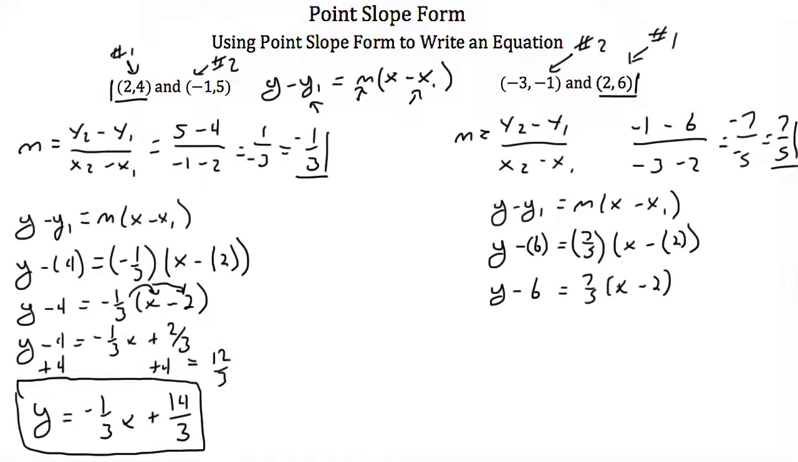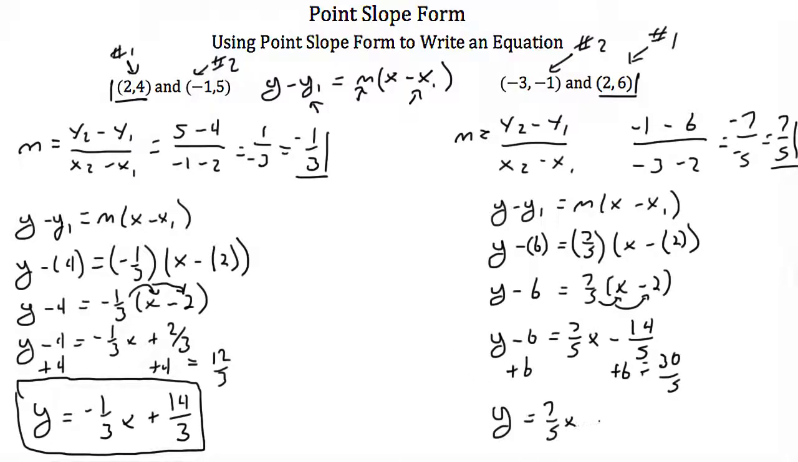Again, I'm going to distribute the 7/5. So we're going to get y minus 6 is equal to 7/5 x minus 14/5. Now add 6 to both sides. Adding 6 is the same as adding 30/5. So we're going to get y is equal to 7/5 x plus 16/5.